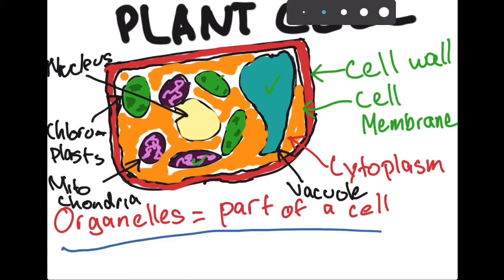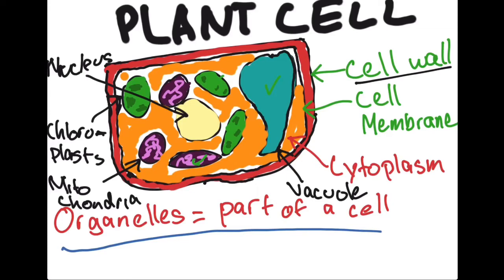Now, the first part over here is a cell wall. Its job is to just support and protect the cell from microparticles, which could possibly damage the cell and possibly damage the living object.